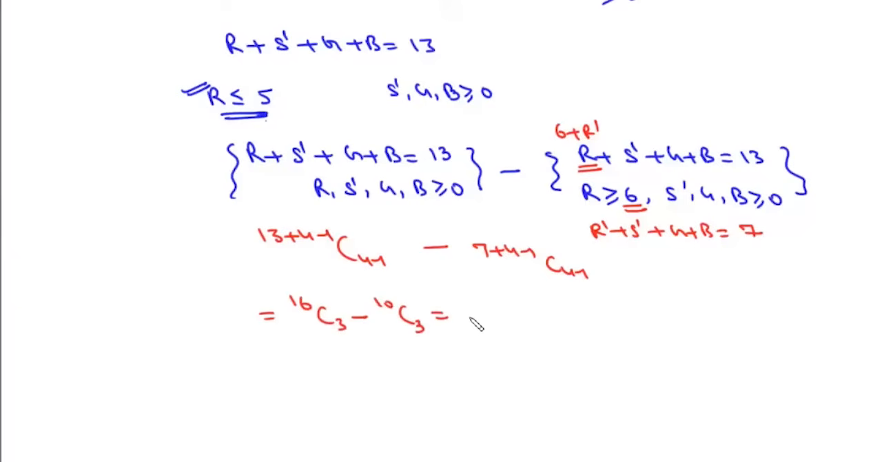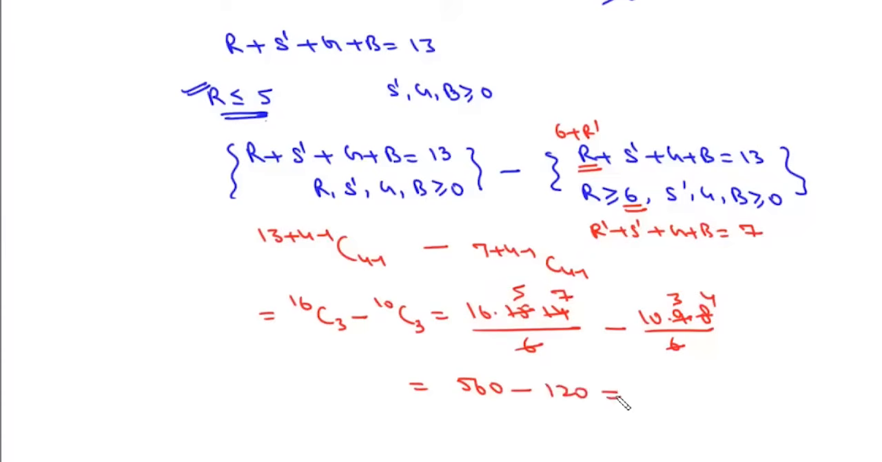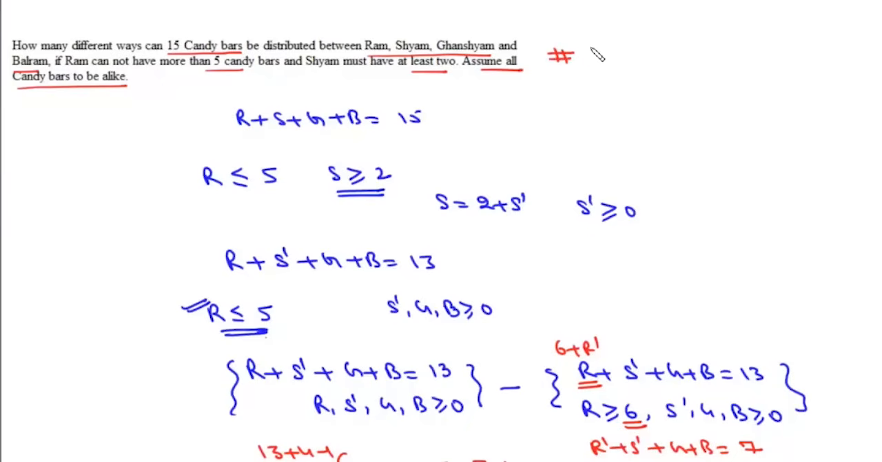10C3. Now 16C3 is 16 into 15 into 14 divided by 6, minus 10 into 9 into 8 divided by 6. Now this is 5, 2, 7, and here it will be 3 and 4. 560 minus 120, which is 440. So the total number of ways of distributing these candies will be simply 440.